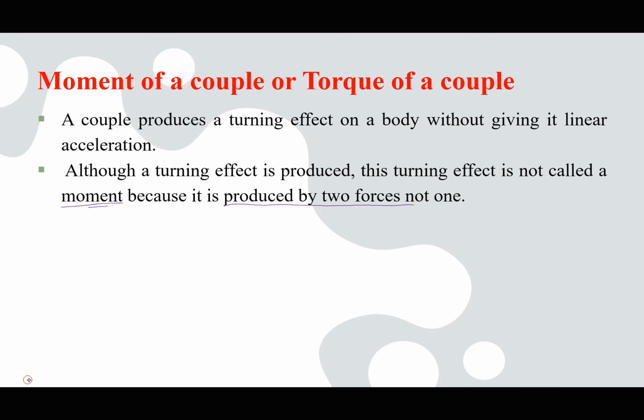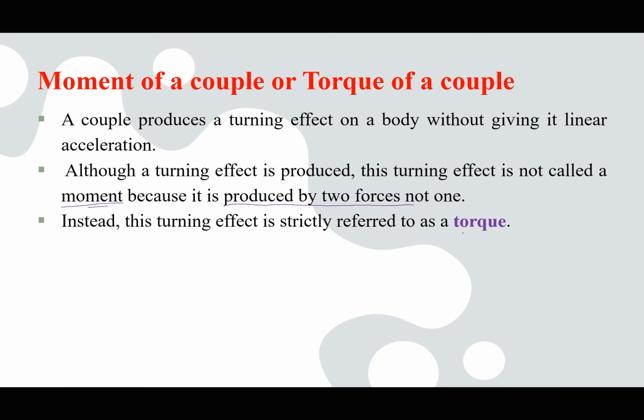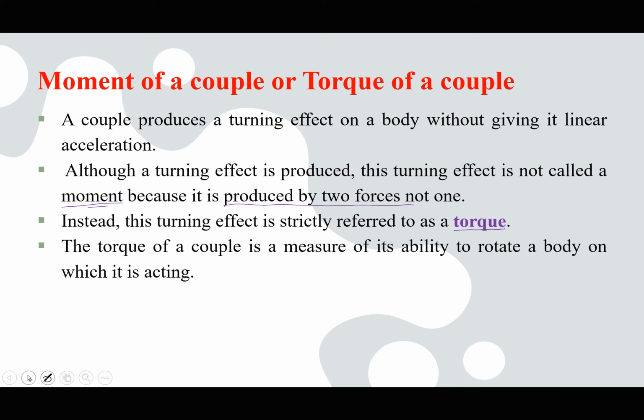So instead, this turning effect is strictly referred to as the torque of a couple. Because the turning effect is produced by two forces, instead of calling it just moment, many times we shall call it torque or torque of a couple instead of moment of a couple, but it refers to the same thing. So the torque of a couple is a measure of the ability to rotate a body on which it is acting. The ability to rotate a body on which it is acting is the meaning of the term torque of a couple.